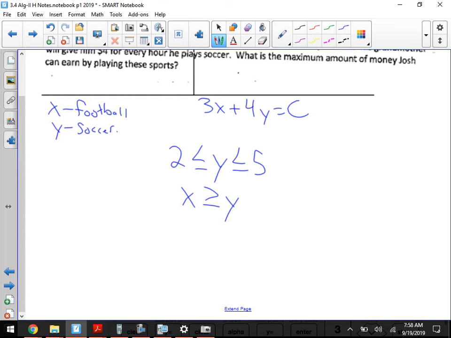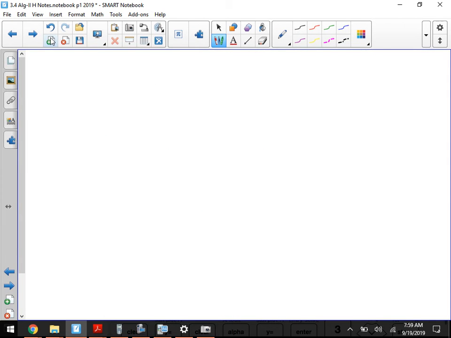Okay. And then lastly, he had a total amount of time allotted for both practices. 15 hours, so X plus Y has to be less than or equal to 15. That gives me all of the constraints within the problem. Okay. So now I just go back and I start plotting intercepts. This one's pretty easy, and you can see where they are right away at 15s. So we split them up.